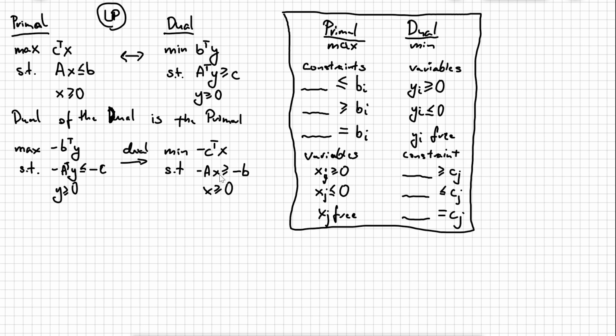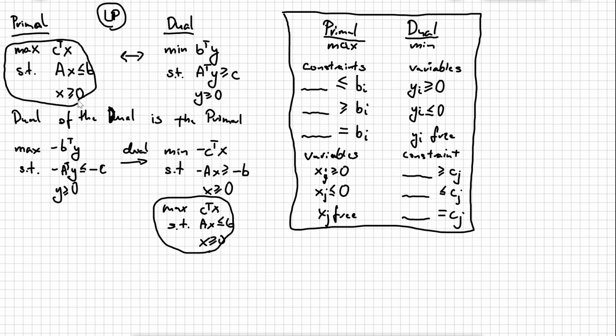And it's very easy to see that this is the same as saying, if I negate again, maximization of c transpose x subject to, and again, negate both sides, Ax less than or equal to b, and x greater than or equal to 0, right? And you will see this model is exactly the same as our original primal model.